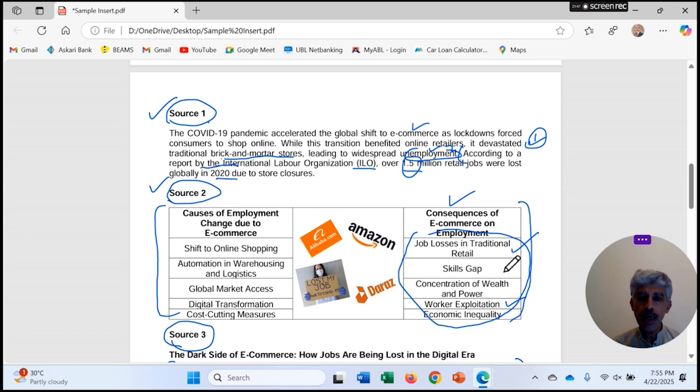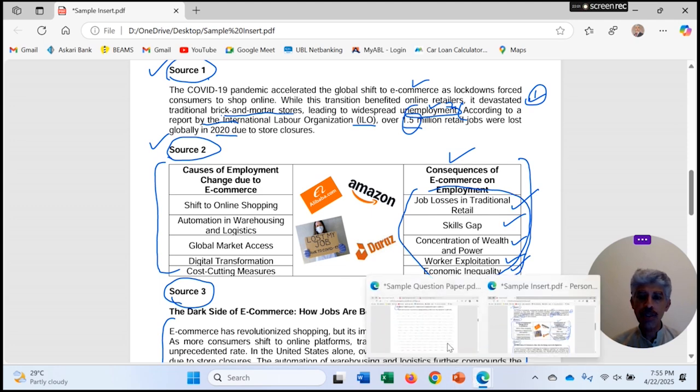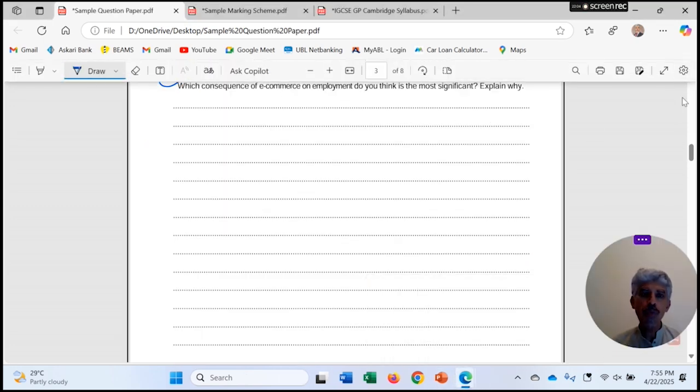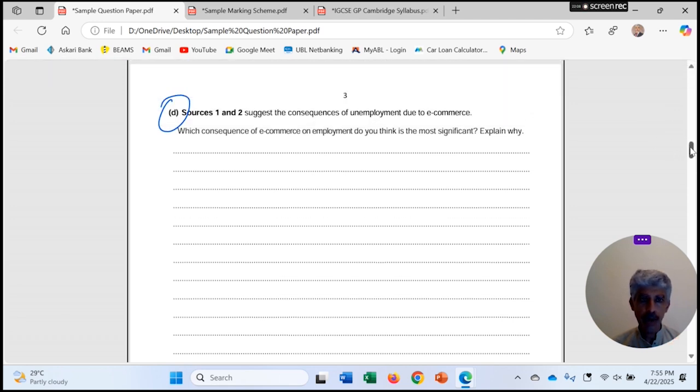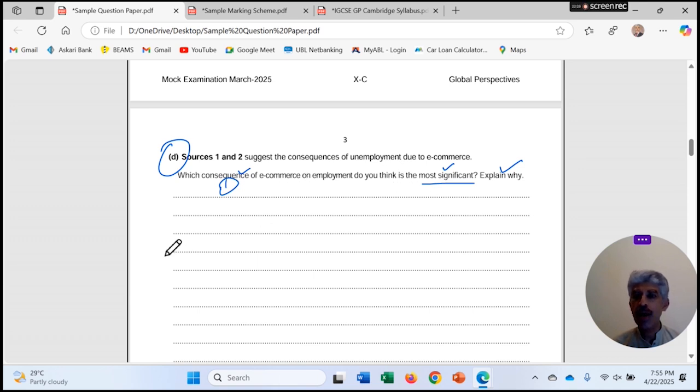So here are certain other consequences of online e-commerce given. So we are supposed to explain in this particular question which one of these consequences is most significant and why. So we are supposed to pick one of those consequences of e-commerce on employment: what do you think is the most significant and why.